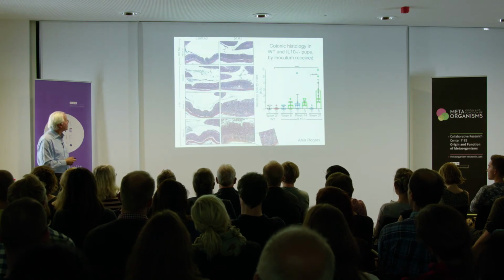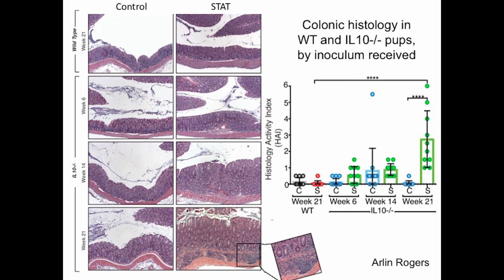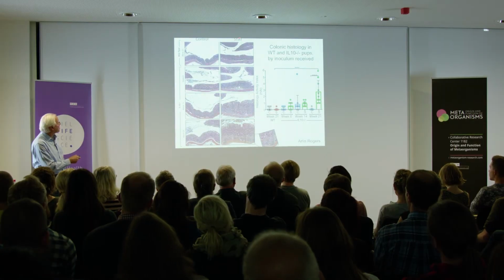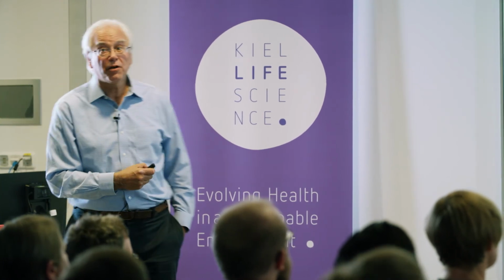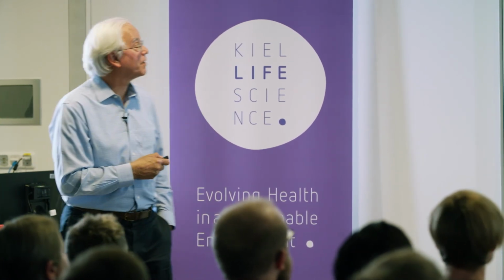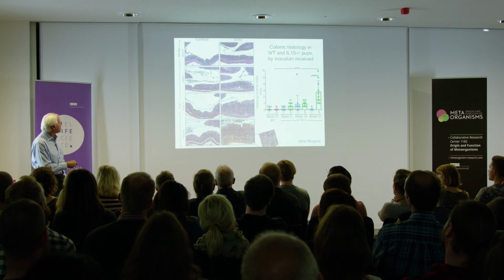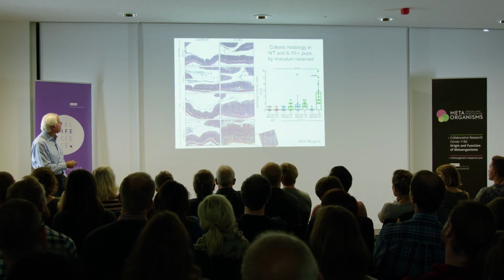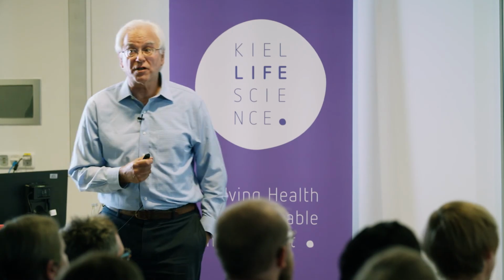And that is shown in this slide, where we're looking at colonic histology in the wild-type pups and the IL-10 pups by the inoculum that was received. This column are all those that received the control inoculum, the descendants of those who received the control inoculum. These are the descendants of those that received the STAT inoculum. The wild-type mice don't have much inflammation. We didn't expect any because they're normal mice. But the IL-10 deficient mice are developing more and more inflammation, as we expect, but it's much greater in those that received the antibiotic-perturbed microbiota.